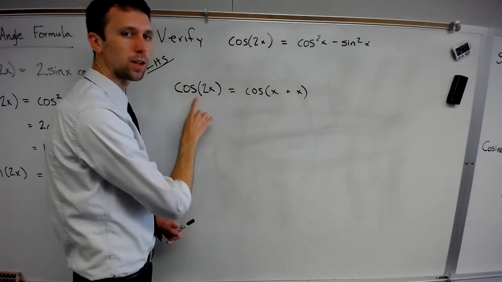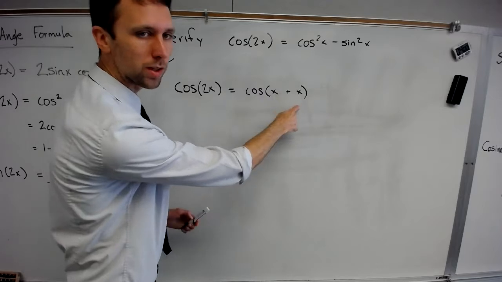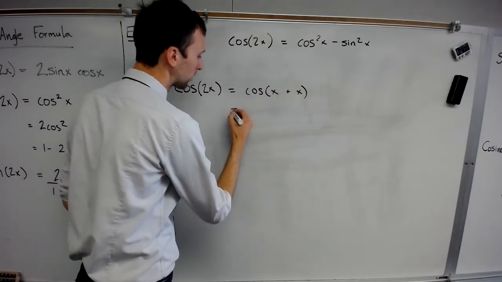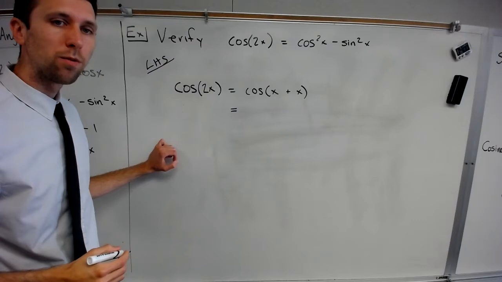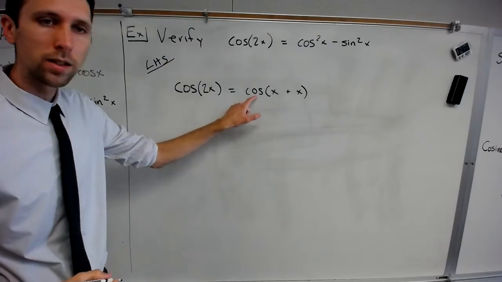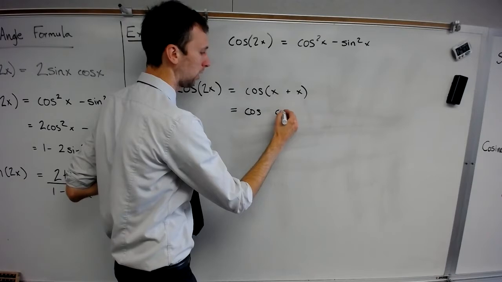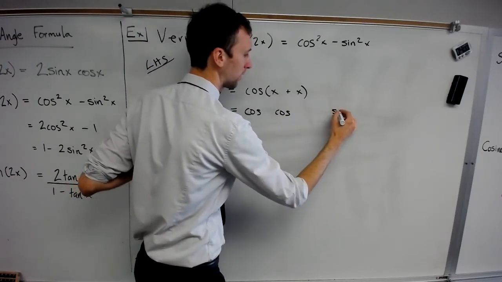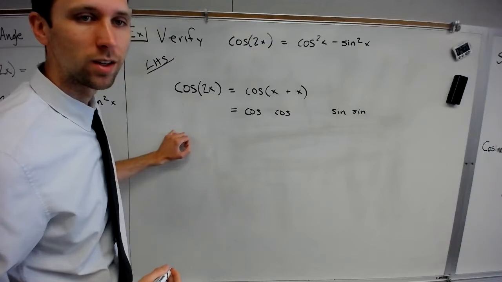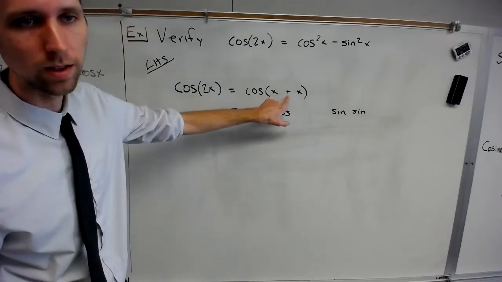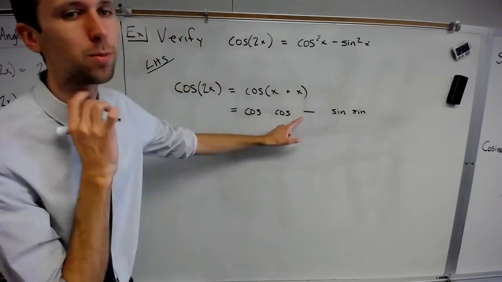So cosine 2x, start on the left-hand side, that's equal to cosine of x plus x. Then use your cosine sum formula. Recall that the cosine sum formula has the same trig function, cosine, sine, but it has the opposite plus or minus sign. So because this is x plus x, I'm going to rewrite it with subtraction in the middle.